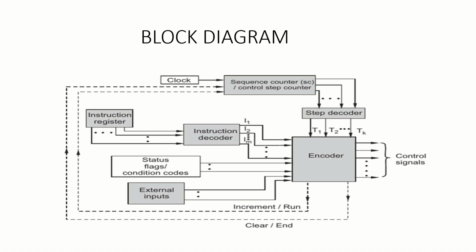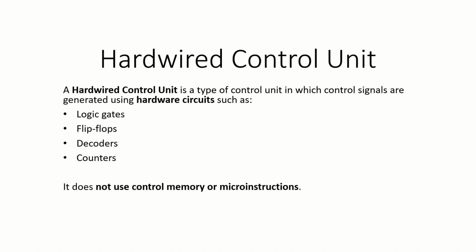So I hope you guys clearly understand this. From the start, let's revise it again. What is the hardwired control unit system? I have described that it is a type of controller in which control signals are generated using hardware circuits such as logic gates like AND, OR, NOT. These are the universal logic gates. Then flip-flops, which I hope you already know, decoders, counters, and sequential counters.